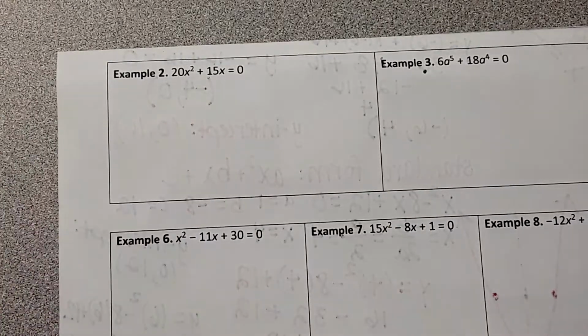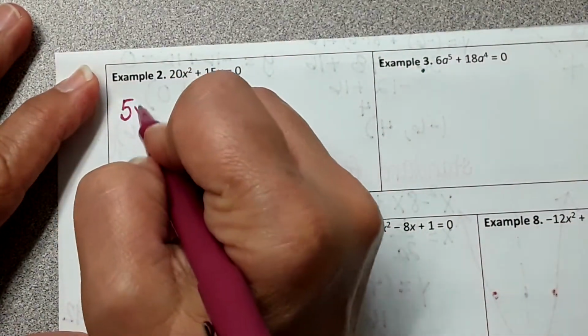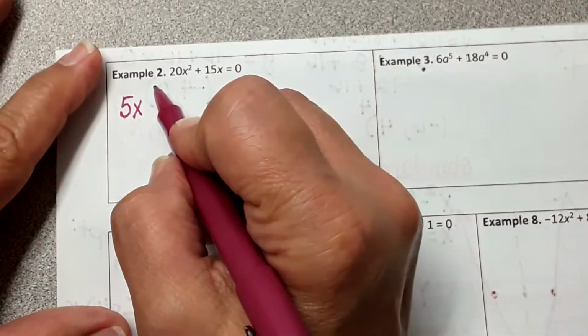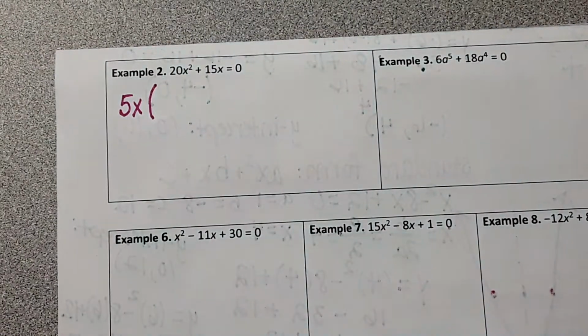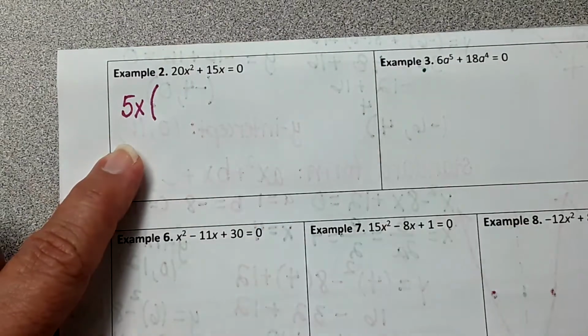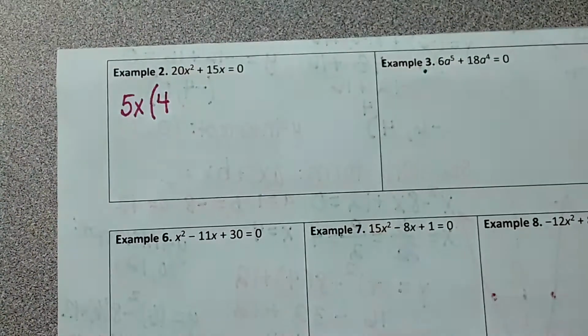So on number 2, does 20x squared and 15x have anything in common? They have a 5. And do they have any variables in common? They have an x. So the GCF is 5x. So I'm going to put a 5 and an x on the outside. And then I'm going to decide what's left over. To decide what's left over, it's like a division problem. What is 20 divided by 5? 4.